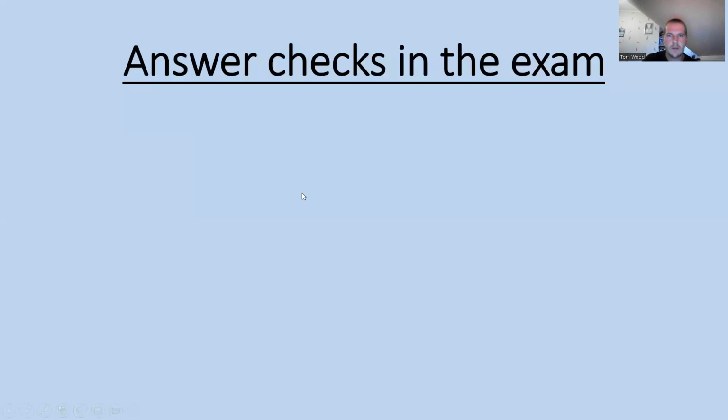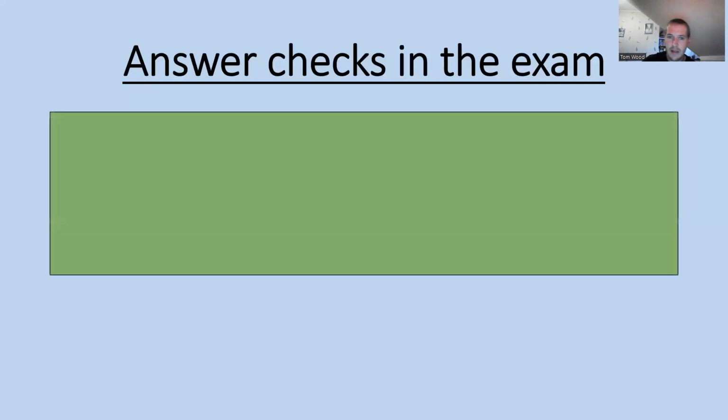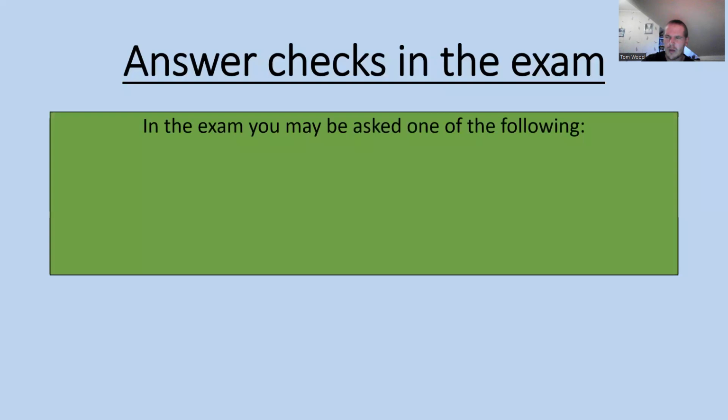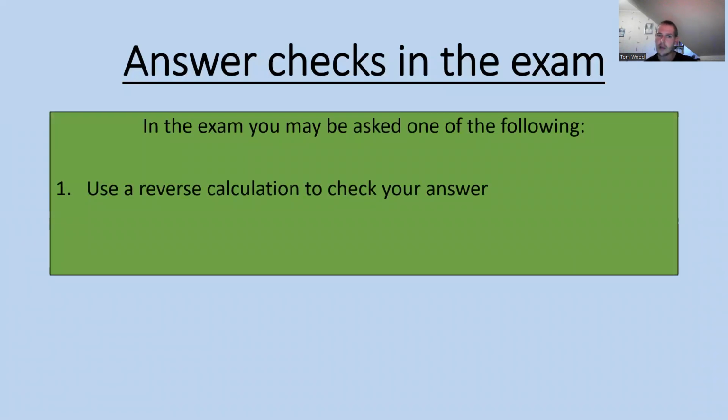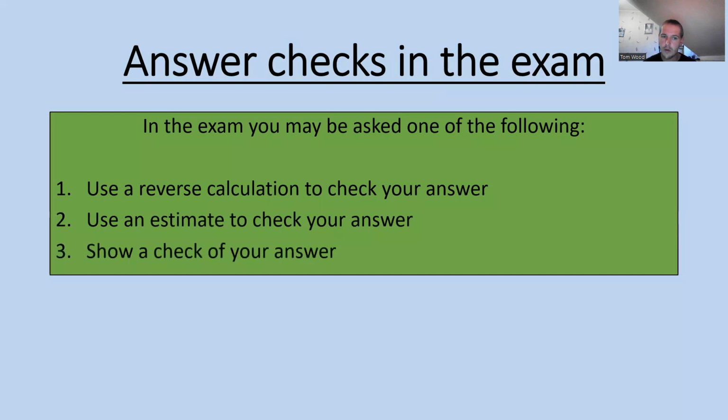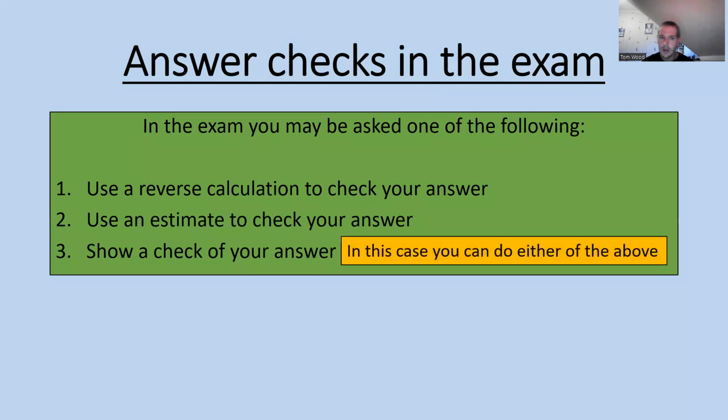Okay. So answer checks in the exam then. They tend to word it in one of the following ways. They either tend to say, use a reverse calculation to check your answer, use an estimate to check your answer, or show a check of your answer. In the third case there, you can use either of the above.